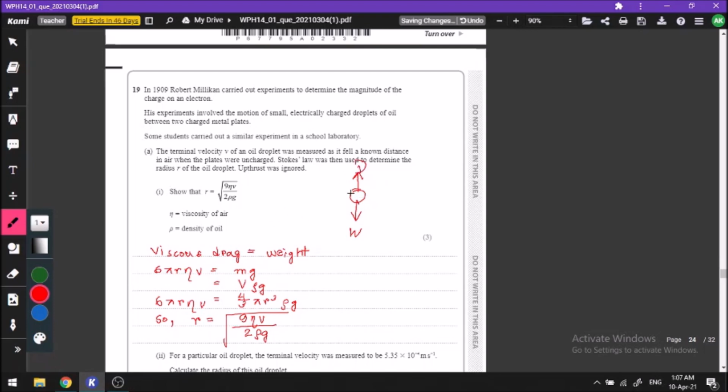So when it is at terminal velocity, the weight and the viscous drag are balanced. Therefore, it is not accelerating and hence has a constant terminal velocity. So at terminal velocity, the viscous drag is equal to the weight. Viscous drag's formula is 6 pi r eta v, and the weight's formula is mg. Mg means what? M can be broken into volume times density. The volume of the spherical droplet is 4 by 3 pi r cubed. Okay, and using this equation, by doing some algebraic manipulation, you can prove that r is equal to this. You can cancel this r and r here, and there will be r squared, and then you can prove this.